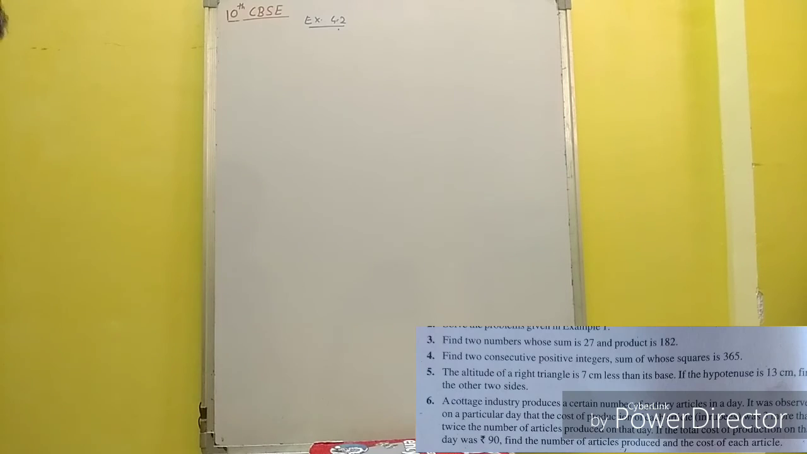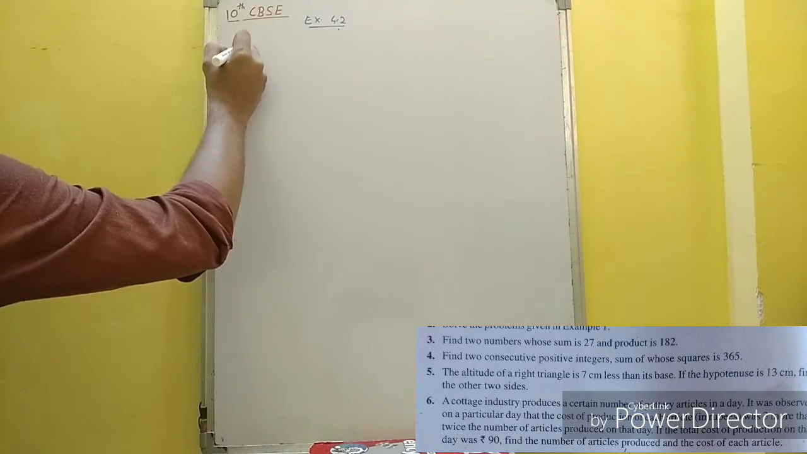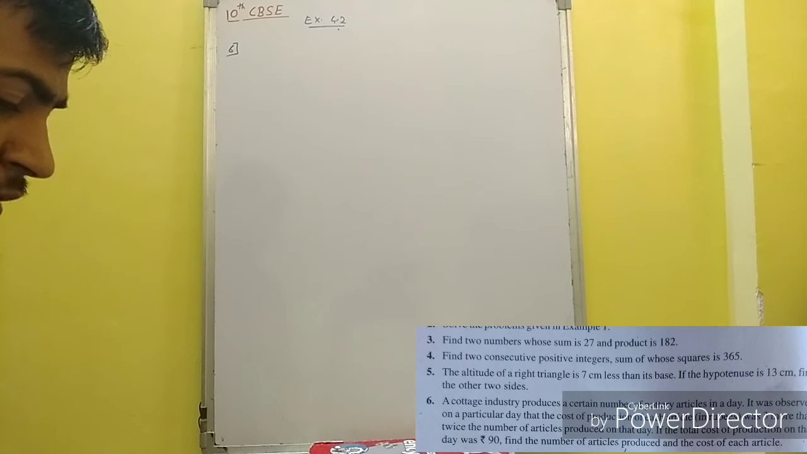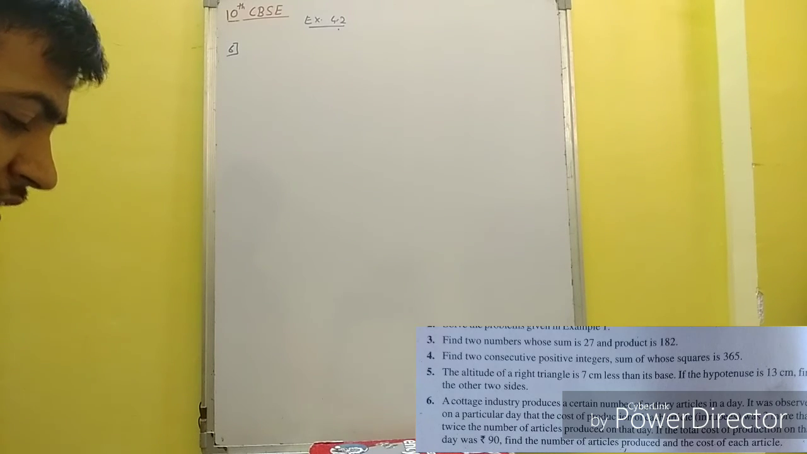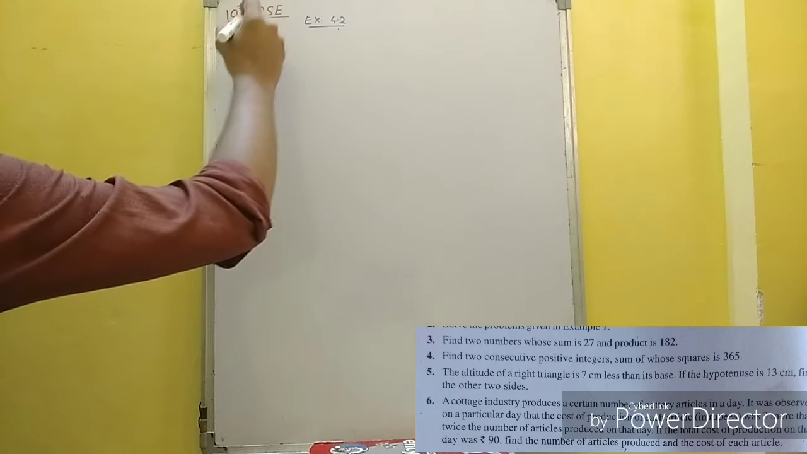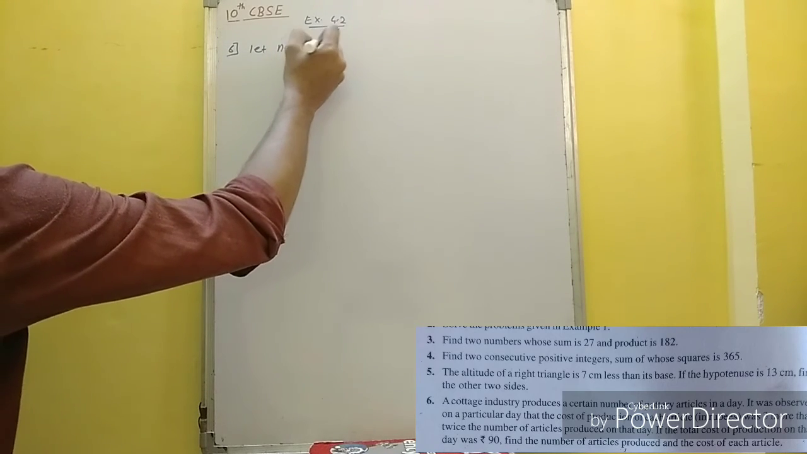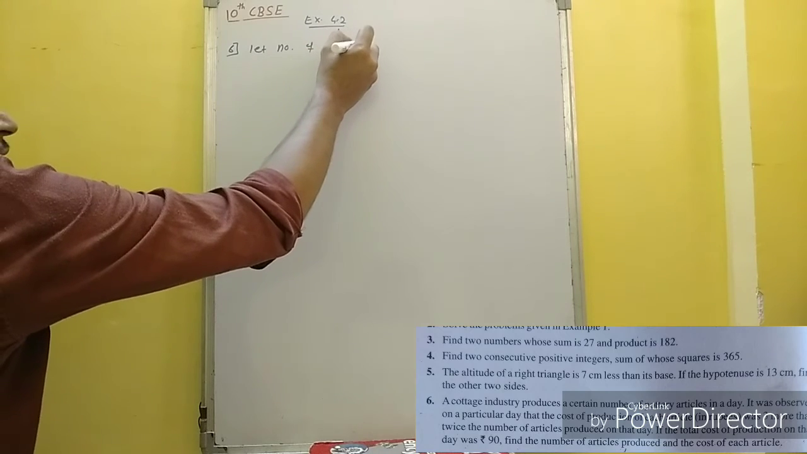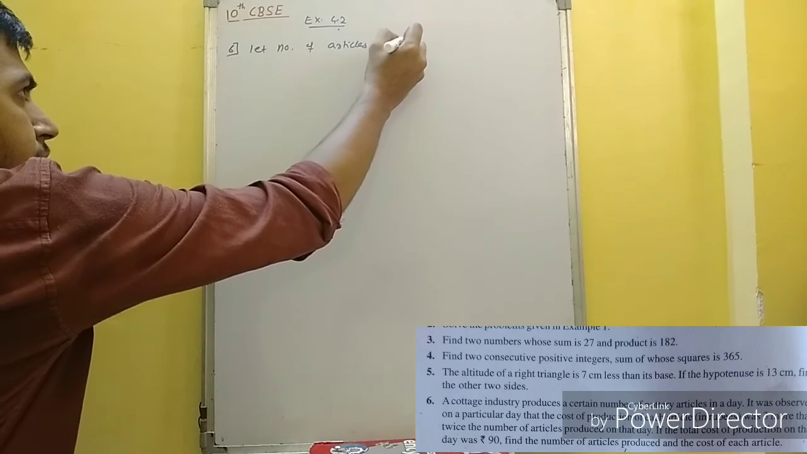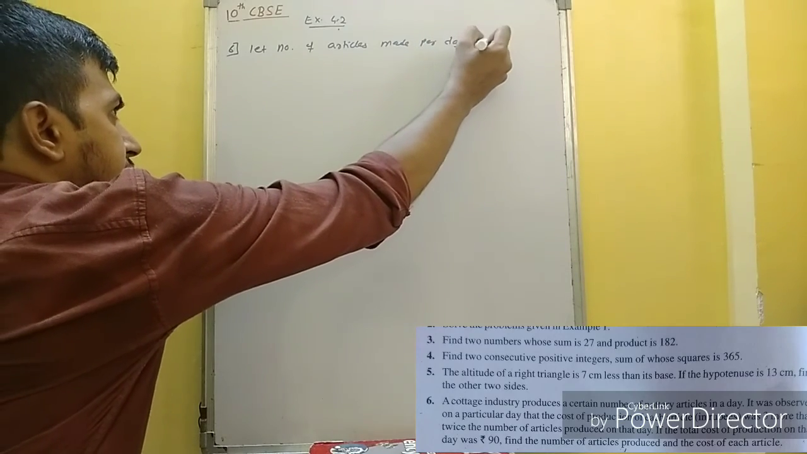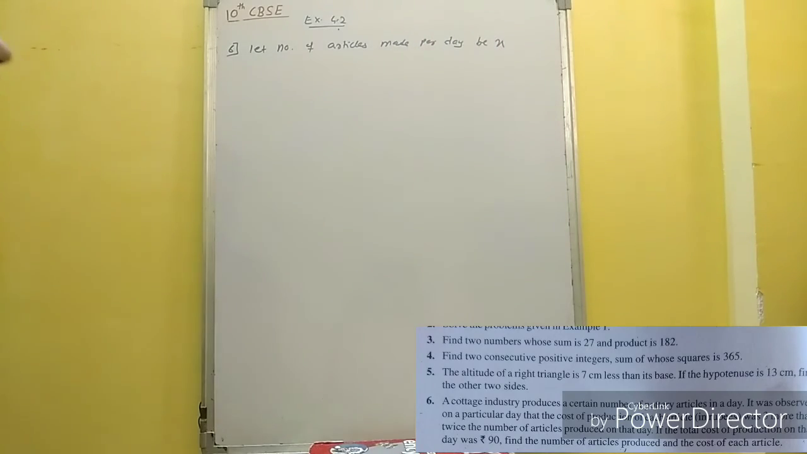Okay, now the last sum for practice set 4.2. What is given? A cottage industry produces certain number of poultry articles in a day. So we don't know number of articles made in a day, so we take let number of articles made per day be x. X is the number of articles. How many articles are made? x articles.